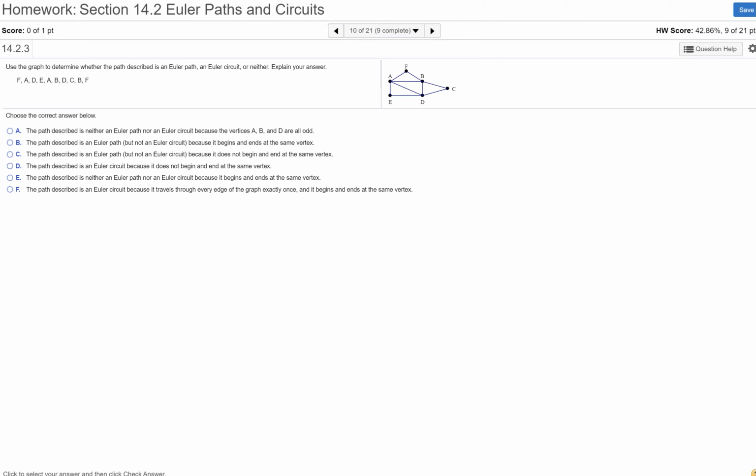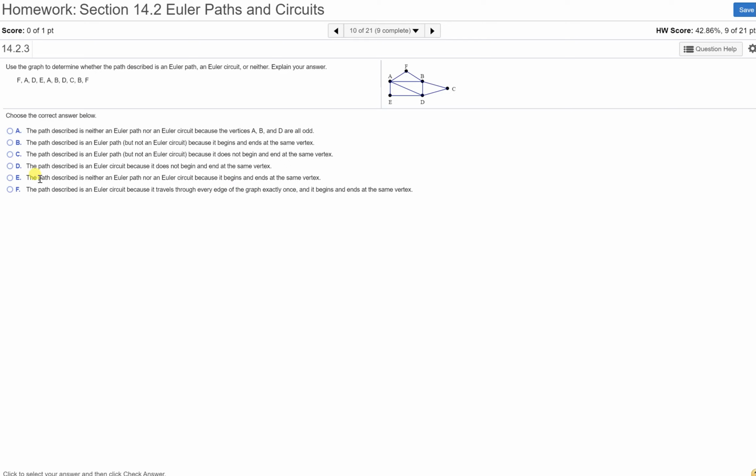Let's see. I'm going to use the drawing tool. F to A to D. Let's see. F A D E A E A B D C B F. Oh, okay, it worked. It's an Euler path, a circuit. So we definitely know it works. Let me clear it. It started and stopped at F, and it goes to every edge.